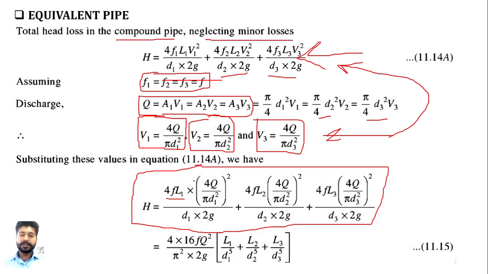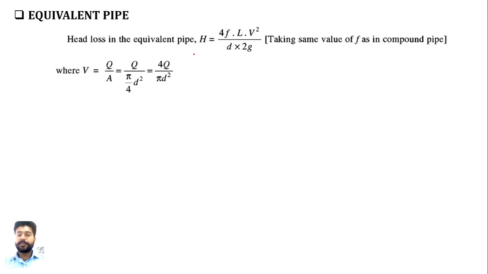So in this equation, after the simplification and after opening this bracket of velocity, 4 fours are 16, 4 square that is 16, f Q square divided by pi square 2g. So this one is our head loss in a compound pipe. It is the equation of head loss in a compound pipe, that is 11.15.